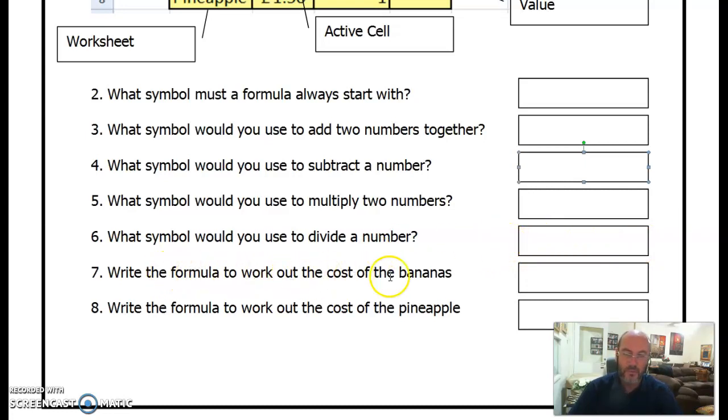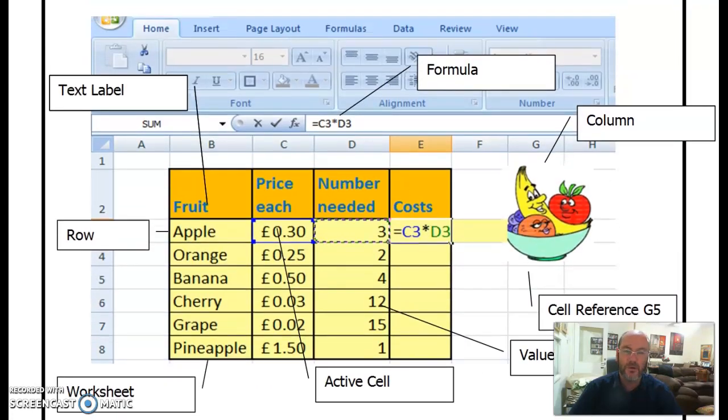The formula to work out the cost of the bananas. The formula for the cost of the bananas. Here's the banana. Here's C. Here's D. The formula would be equals C5 times D5. C5 times D5.